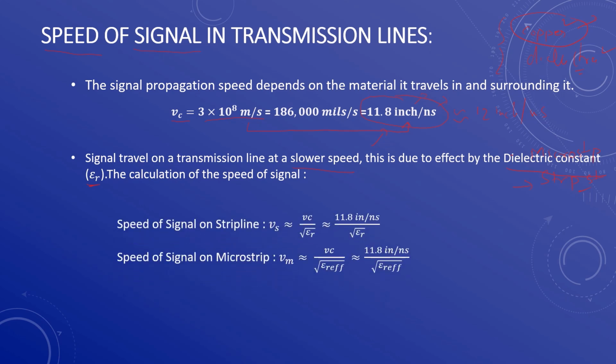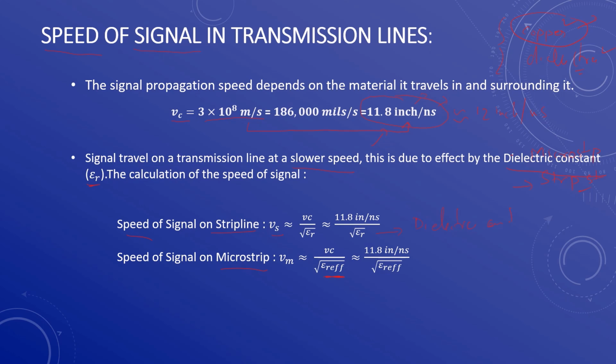So let us see what is the formula for the speed of signal in a transmission line. The speed of signal in a strip line is given by Vs, which is merely equal to Vc upon root epsilon r, where epsilon r is nothing but your dielectric constant. When I talk about the microstrip signal, the formula changes to epsilon r effective.